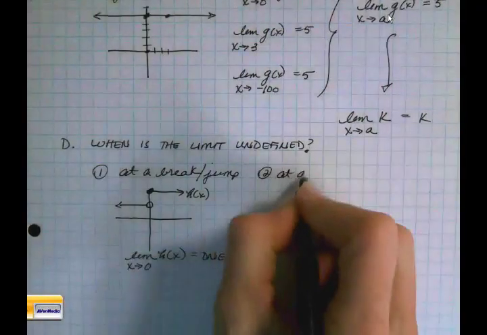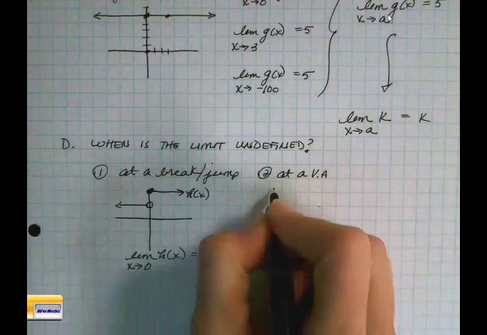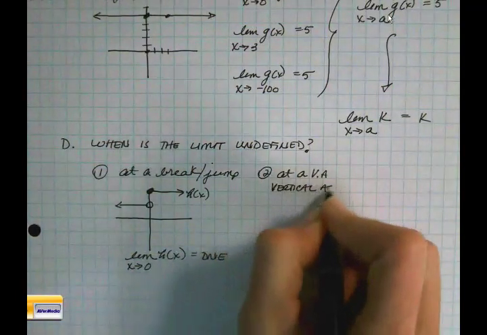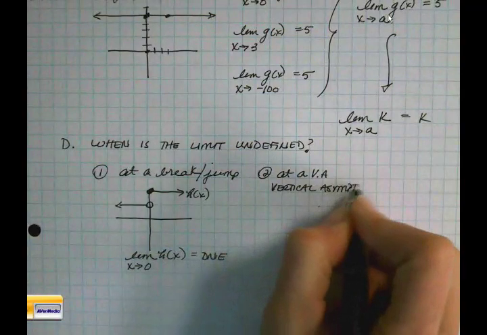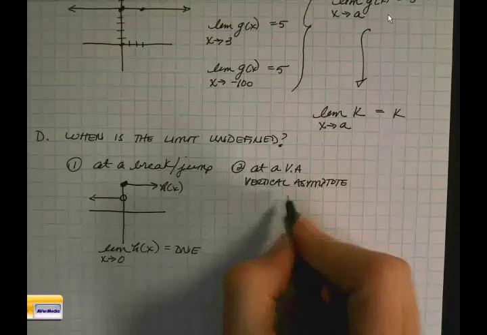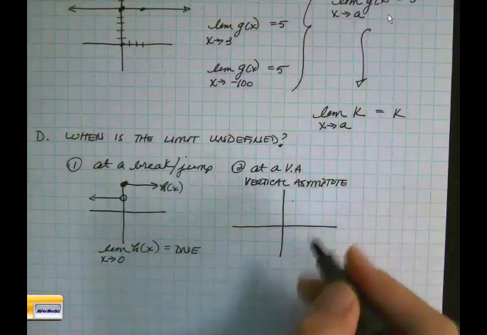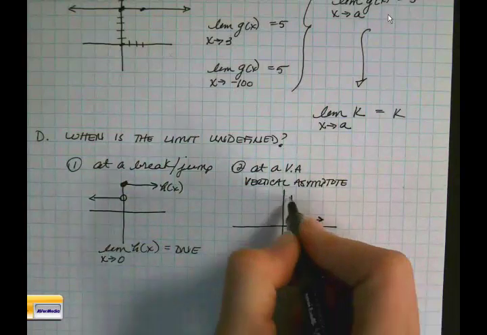Okay, another place where there are issues is at a vertical asymptote. Okay, this means a vertical asymptote. And we've discussed this a little bit already. And there are a lot of vertical asymptotes we're going to run into.